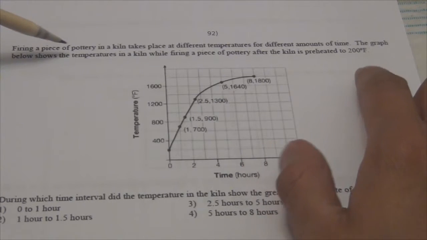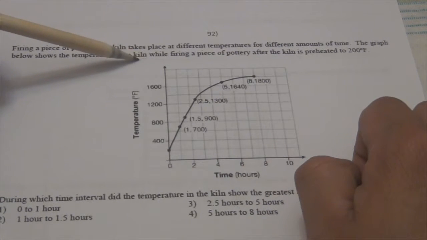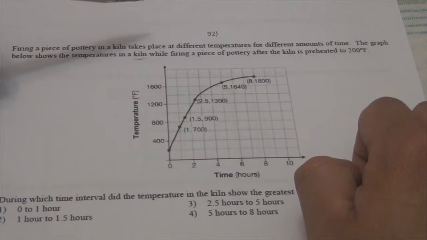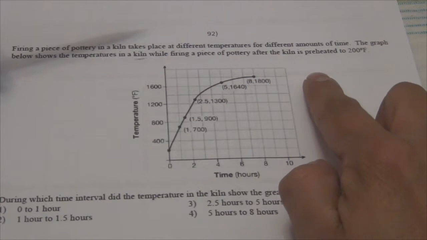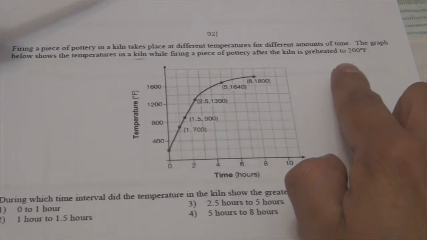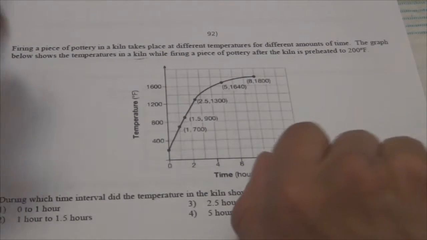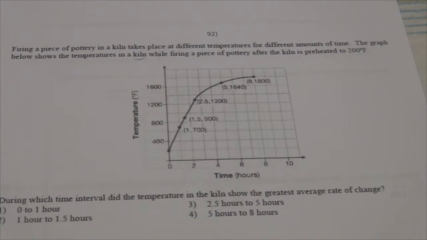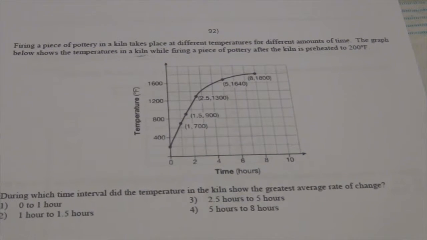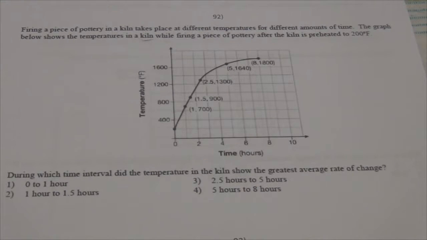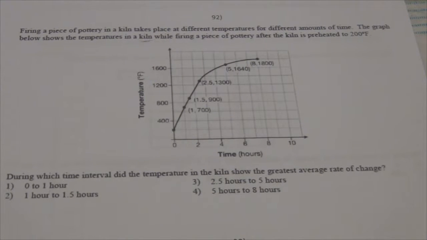The graph below shows the temperatures of a kiln, however you pronounce this, while firing a piece of pottery after the kiln is preheated at 200 degrees Fahrenheit. All right, I have no idea what I just read. One thing I know is that they're going to ask me about the average rate of change. So look, during which time interval did the temperature in the kiln show the greatest average rate of change?